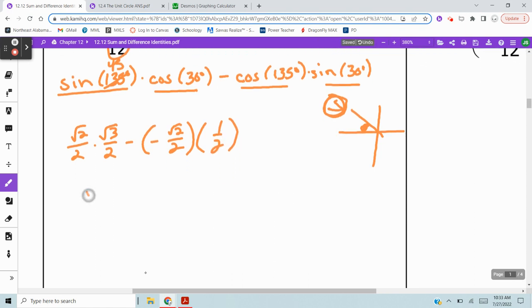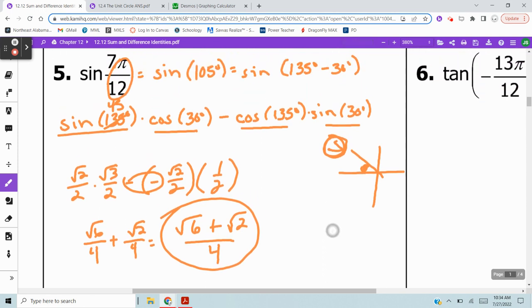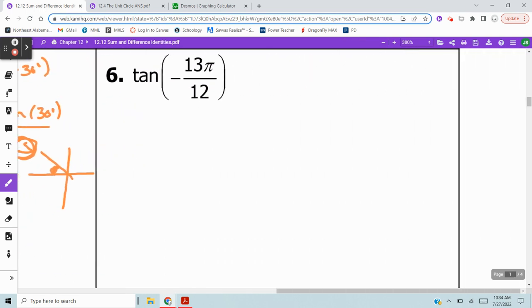Multiply tops and bottoms, that'd be root 6 over 4. Negative times a negative be a positive. Multiply tops and bottoms, and that'd be root 2 over 4. So again, looks very similar to some of our other problems. Root 6 plus root 2 all over 4. And again, just to let you know, it doesn't matter which angles you choose, you're going to come up with the right answer as long as they add or subtract to give you that 105 that we were looking for.